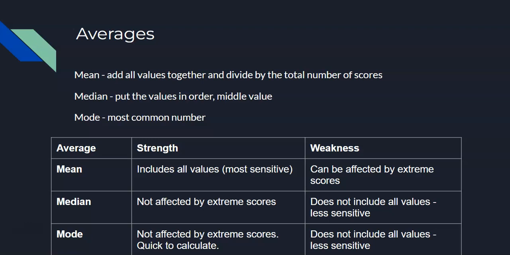Now on your specification, you've also got to know strengths and weaknesses of each of these. And there's a nice easy way to do this. If we look at the mean, the strength is it includes all the values. So it's the most sensitive measure and the most sensitive average because it includes all the data. Whereas the weakness of the median and the mode is they're both less sensitive. They don't include all of the values. Whereas a weakness of the mean is it can be affected by extreme scores. If someone scores extremely highly, that's going to affect the mean. Whereas the median and mode are not affected by those extreme scores because we're not using all of the data.